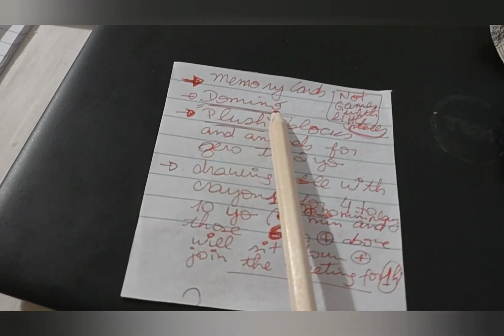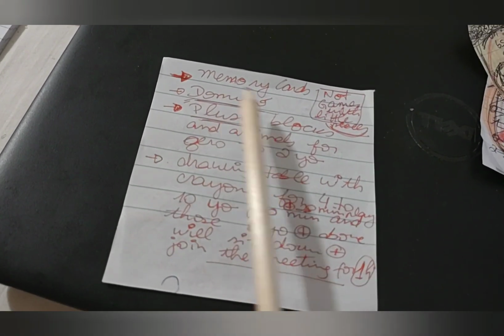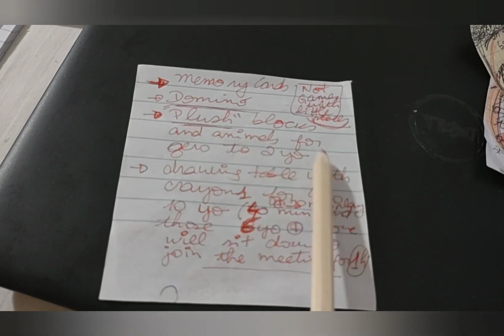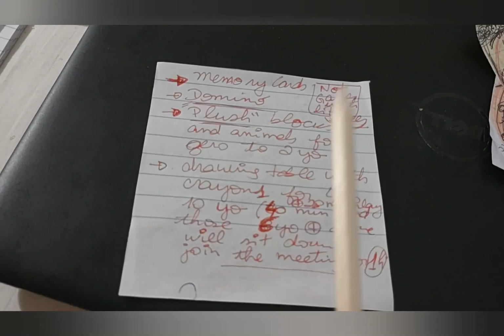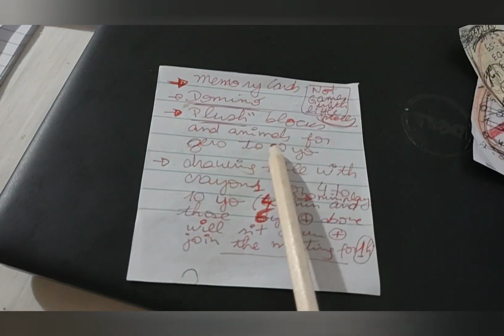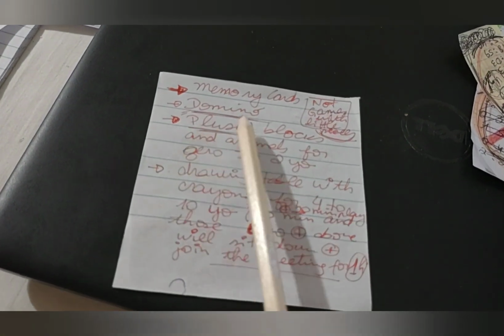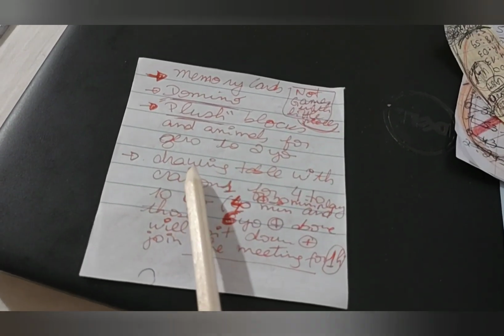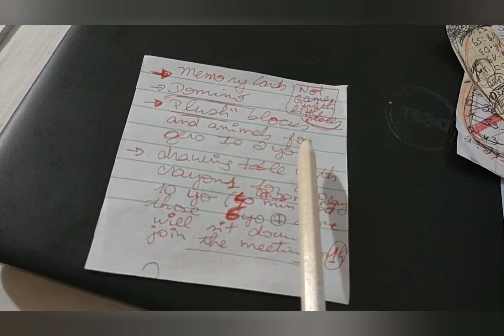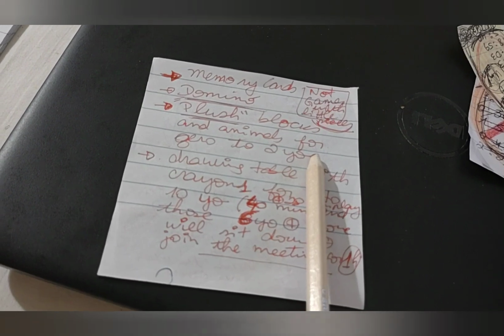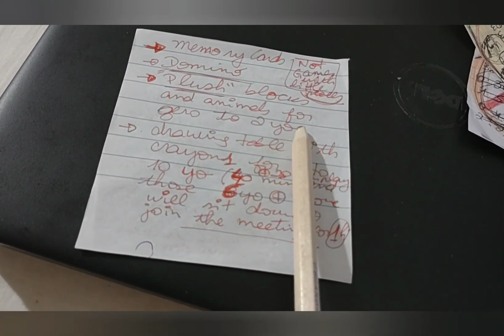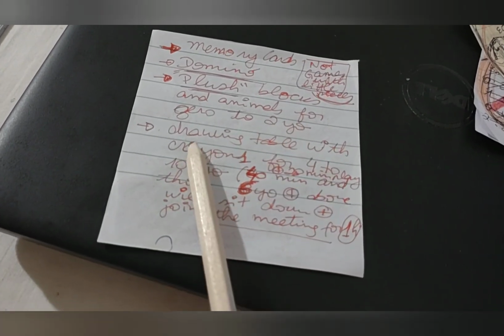Domino is easy for any age, 4 years old and older. Plush blocks or plush animals for 0 to 2 years old, the plush ones. They're going to stack the blocks, or stacking the blocks will be the best. All right, also not many pieces that they can put in their mouth. No bottles, parents need to feed them ahead of time, every infant.